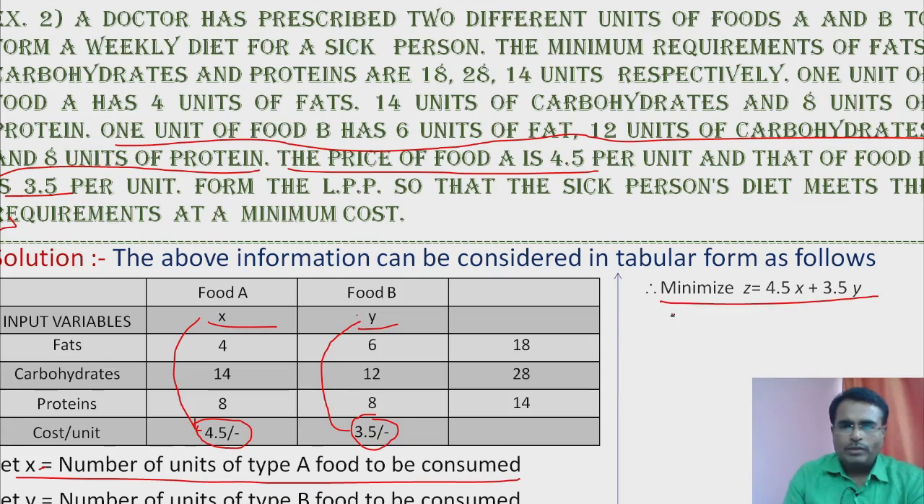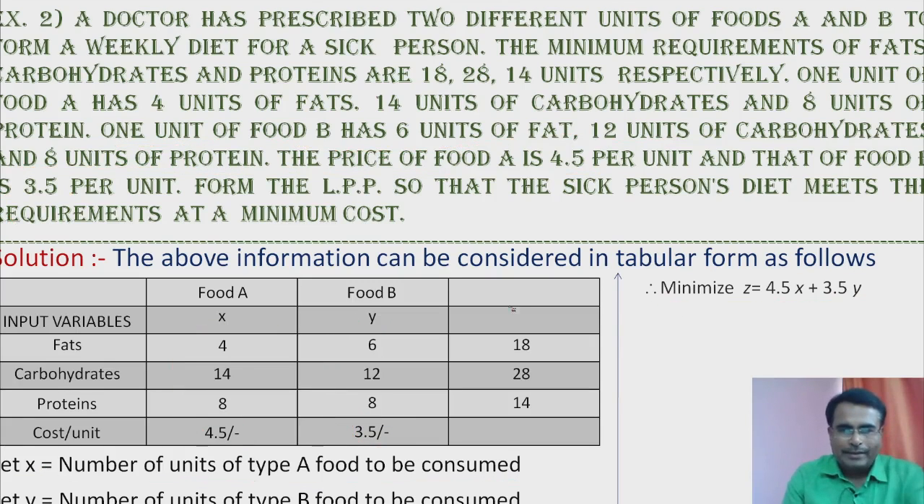Now, we have to consider constraints. Here on the right-hand side we have given the minimum requirements of fats, carbohydrates and proteins per day for the sick person. It is clear that 1 unit of food A contains 4 units of fats. So, x units contains 4x units of fats. Similarly, 1 unit of B contains 6 units of fats. So, y units contains 6y units of fats, but the minimum requirement is 18.